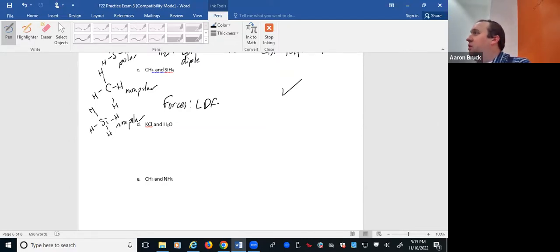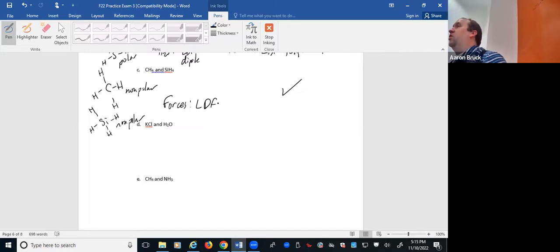All right, this is not a question on the page, but it does relate to what you saw in the quiz. Which one of those two would have the greater London forces? Yeah, it's the silicon one.